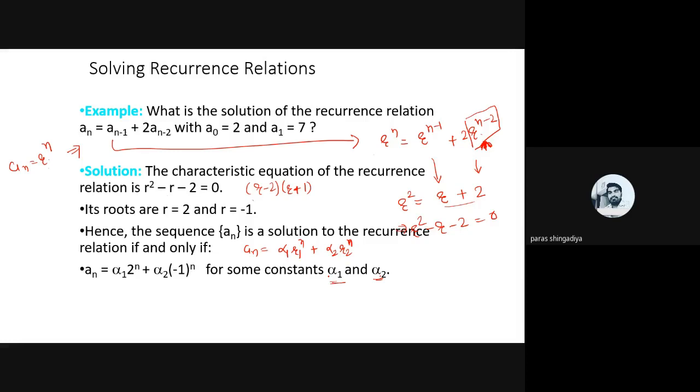Which initial conditions are given? That a0 and a1. a0 equal to 2 and a1 is equal to 7. These two initial conditions are given, so we'll use them in this equation and find alpha 1 and alpha 2. So here when we put a0 equal to 2, means put n is equal to 0, then it creates a0 here. So a0 equal to alpha 1 into 2 raised to 0 plus alpha 2 into minus 1 raised to 0. Okay, and 2 raised to 0 means 1, minus 1 raised to 0 is also 1, so alpha 1 plus alpha 2. And what is the a0?